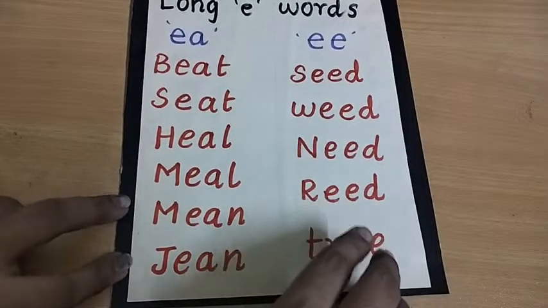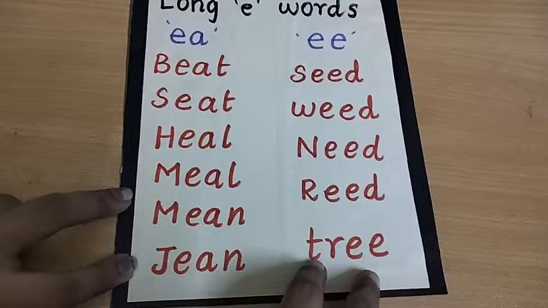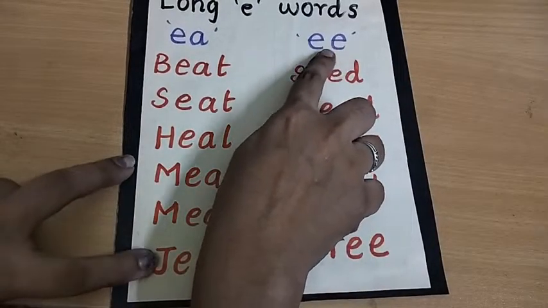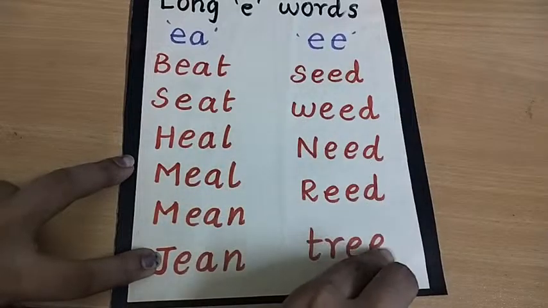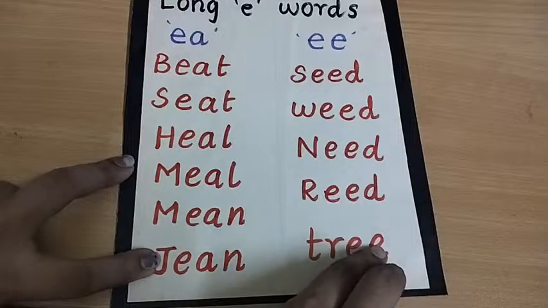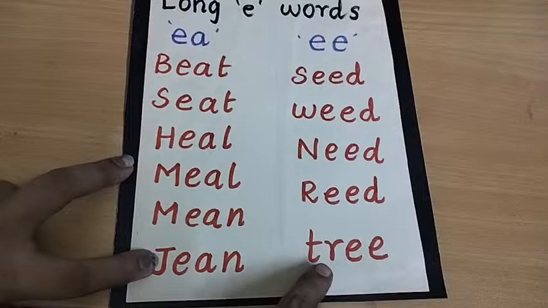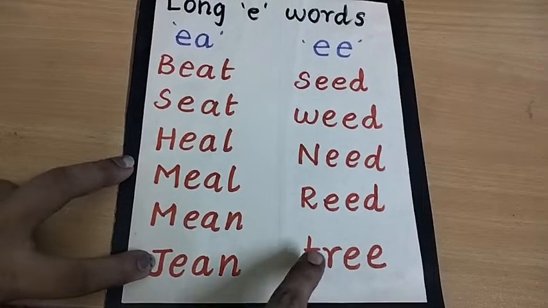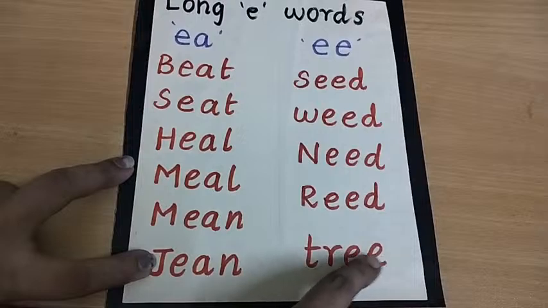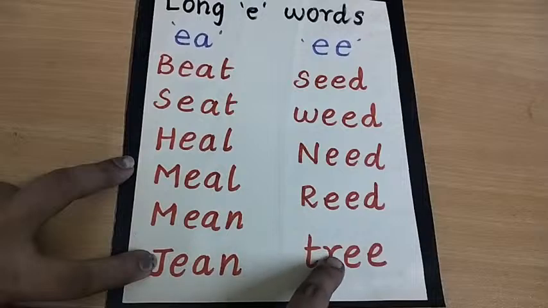The next word, T, R, E, E. This EE not only comes in between, it also comes at the end of the word. As in the word T, R, E, E. The sound of T is T. The sound of R is R. Then EE, you have to say it long. T, R, E. Tree.